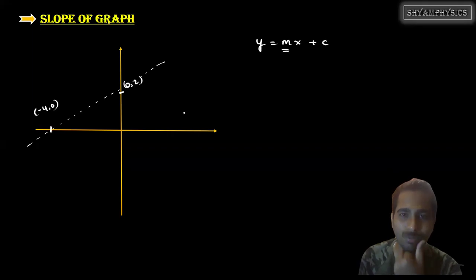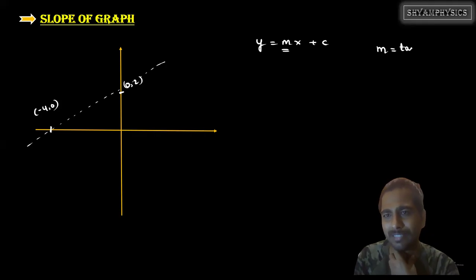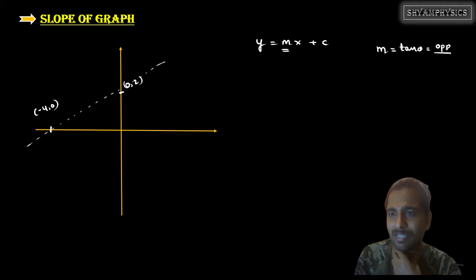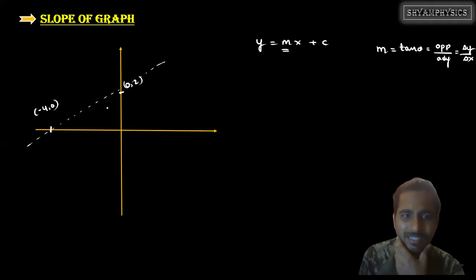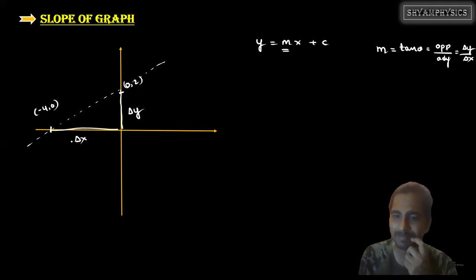m stands for slope, right? We'll calculate the m value. m is nothing but tan theta. Tan theta is nothing but opposite side by adjacent side, or else you may write this as delta y by delta x. Look at this triangle. In this triangle, this represents delta y, and this line represents delta x.